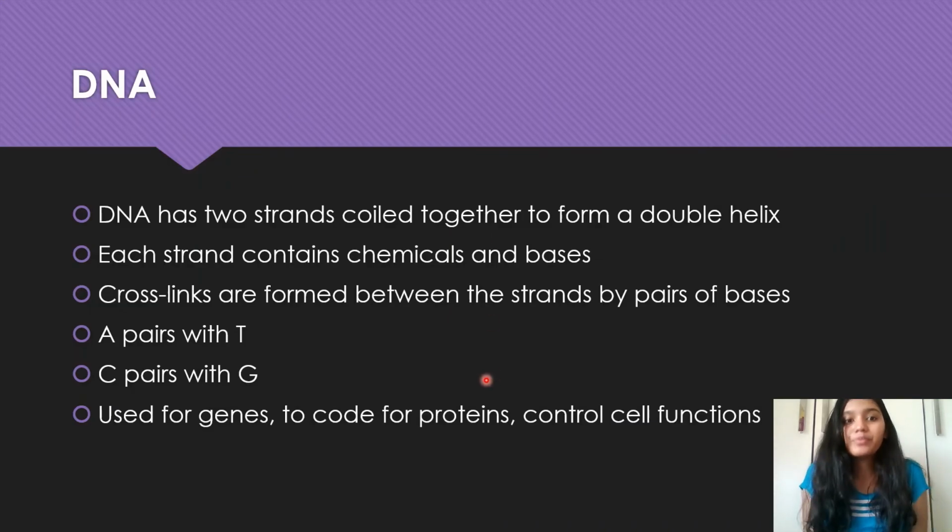Okay, DNA, a very, very important concept. This is basically the structure of DNA. It has two strands coiled together to form a double helix. Each strand contains chemicals and bases. Cross-links are formed between the strands by pairs of bases. A pairs with T, C pairs with G.